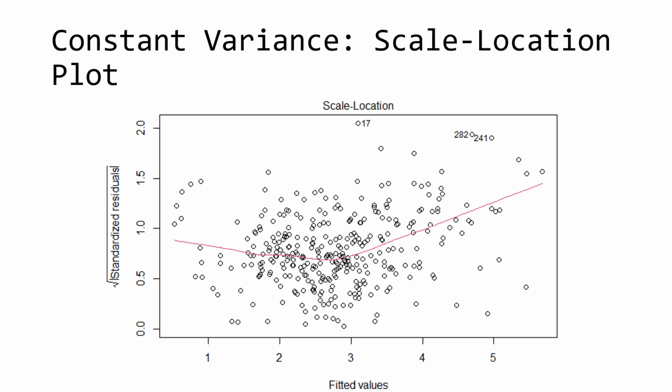The key here is to see if the red line is increasing. No pattern would be indicated by a relatively flat red line. This example shows potentially increasing variance towards the right side as shown by the slope of the red line.